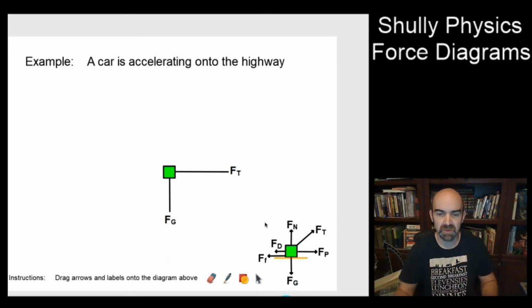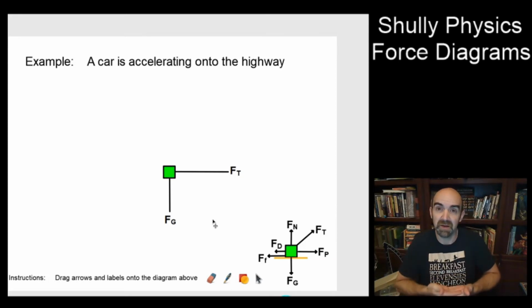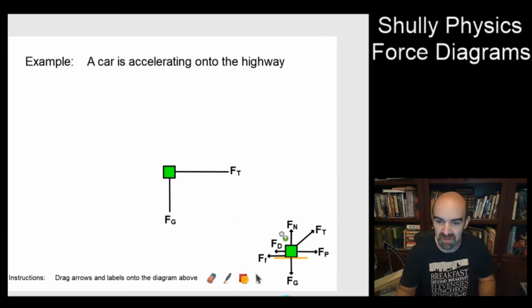According to this force diagram, if these were all the forces acting, this car would be accelerating to the right and down into the ground, in a diagonal direction. Now that's not the direction that the car accelerates on the highway. So what else is at work here? Well, besides gravity pulling the car down, what's it sitting on? It's sitting on the ground. The ground pushes back up. So that is a normal force.